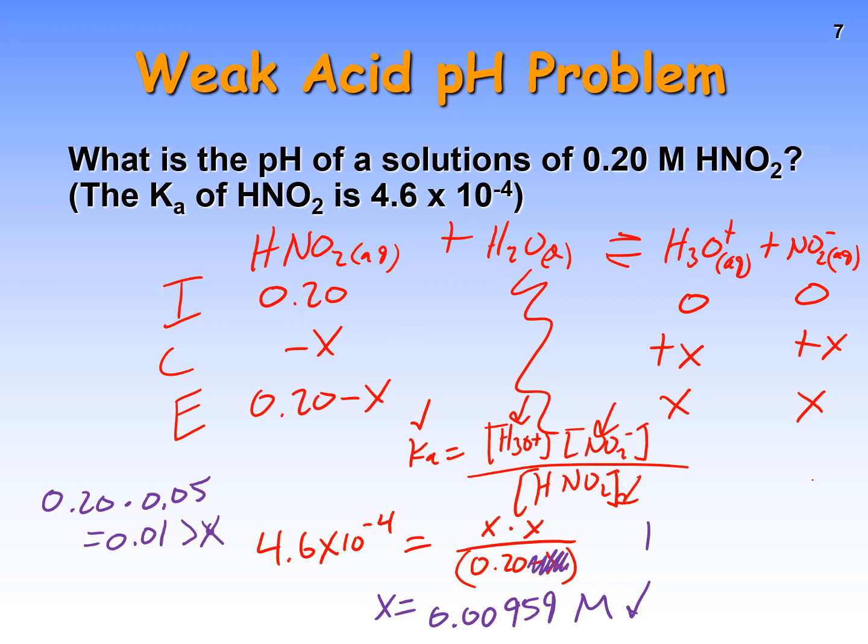Now we're asked for pH. We know pH is equal to the negative log of H3O plus, right? This value, which we have here, is x, so 9.59 times 10 to the negative 3. We just take the negative log of that, and we get 2.02 as our answer.